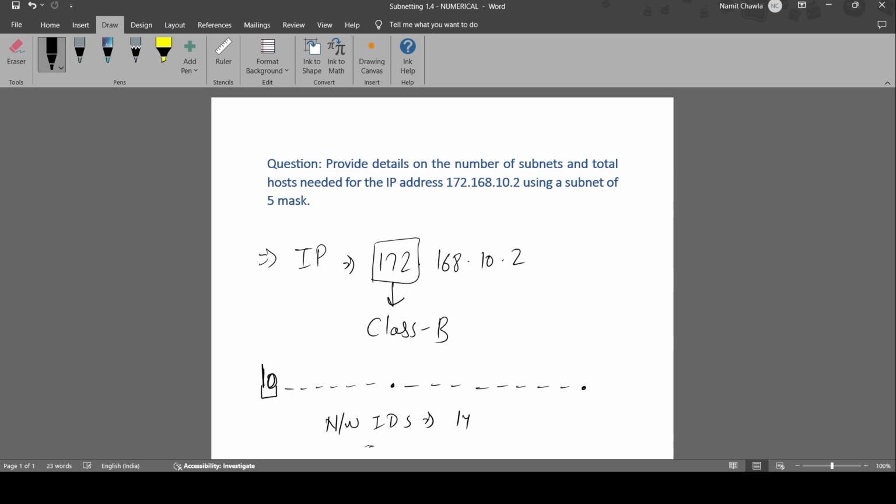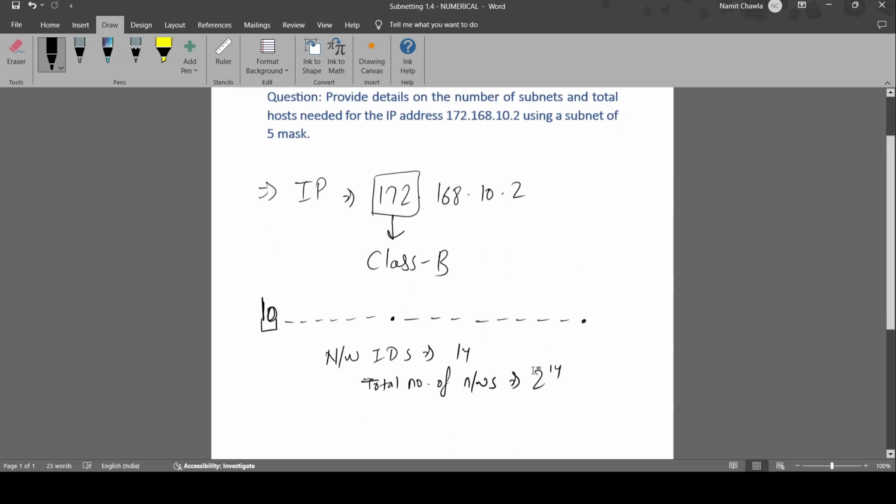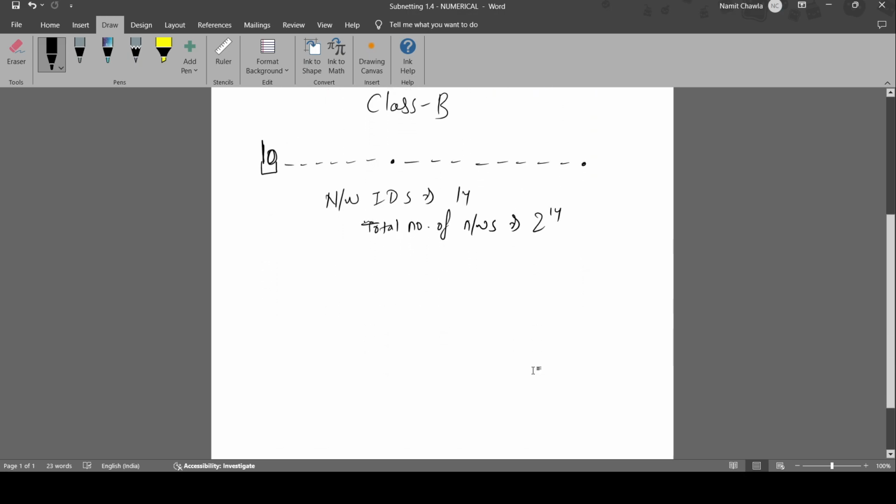So the total number of networks that can be designed would be 2 raised to power 14. As simple as that. I hope that is not a problem. We have already discussed this thing many times. Now let's continue with the question.